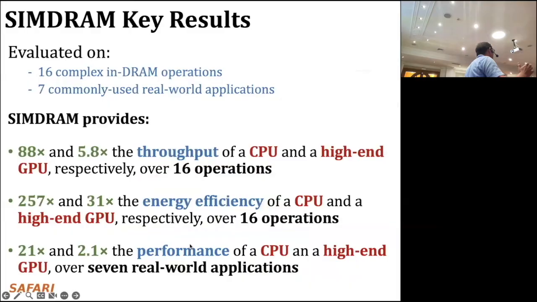And again, without going into a lot of details, there's a lot of detail in the paper, and the source code is online, as we will see in the next version. By doing this, we can implement many different complex DRAM operations. We can implement, for example, neural network inference, etc., using the substrate. And we see significant throughput and energy efficiency improvements, as well as performance improvements compared to both CPUs and high-end GPUs.